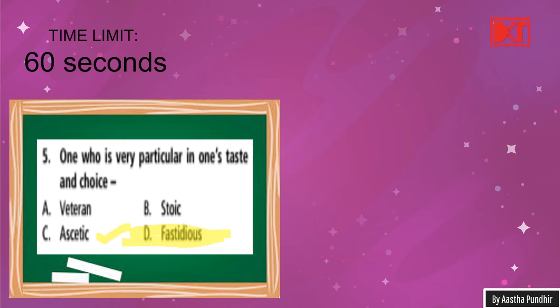Then we have veteran. A veteran is actually a post in the armed forces, but it can also be used for someone who has a lot of experience in a certain area, that's a veteran in that area. And you have stoic. Stoic is used as a noun, for a person who doesn't really complain about their problems, who has a lot of problems but they don't complain about it. So stoic, okay?